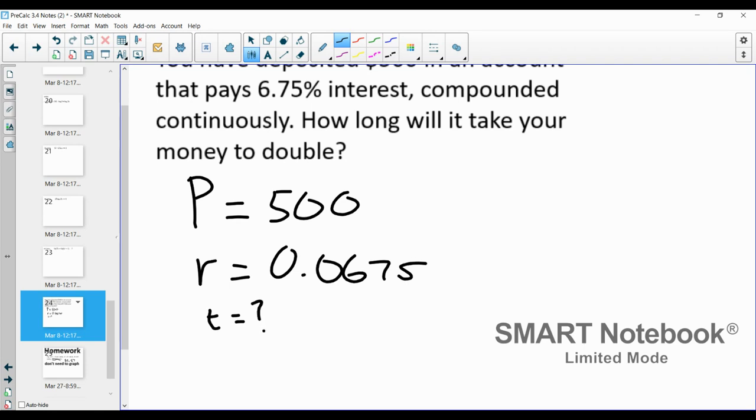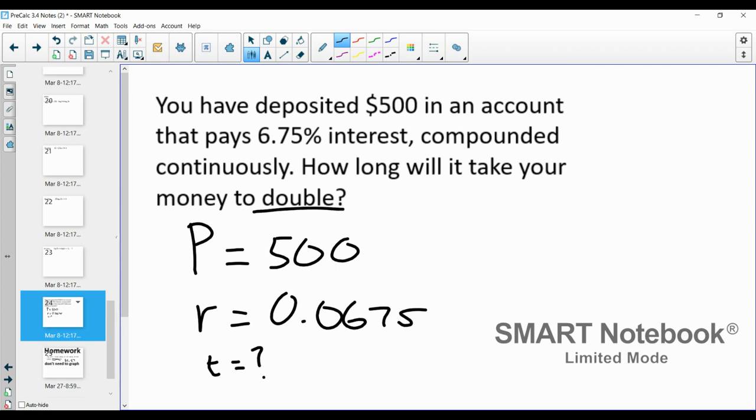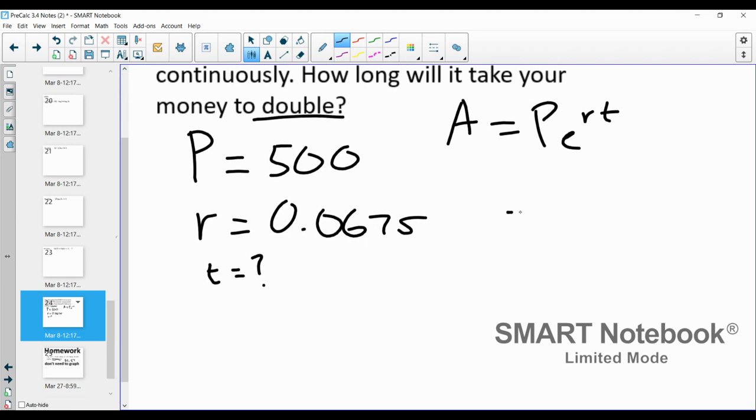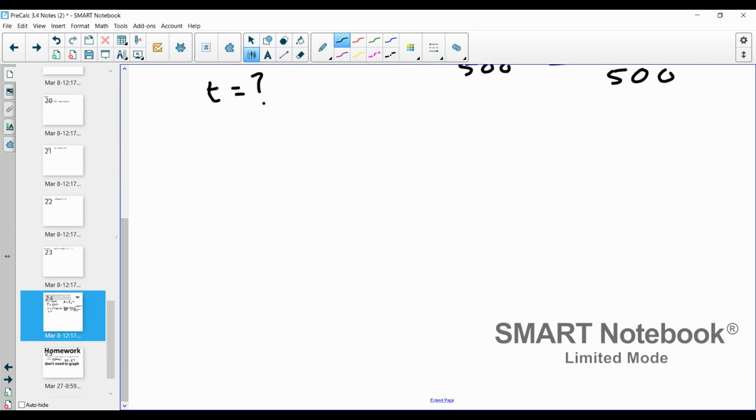T is what I don't know. And I know that we're looking for how long it's going to take for it to double. So my equation is A equals P e to the RT. P equals 500. Doubling 500, that would give me 1,000. So we're looking for how long will it take to get to 1,000. e is e. The interest rate is 0.0675, and t is what we don't know. And so I need to solve this equation for t, and I start by dividing by 500.